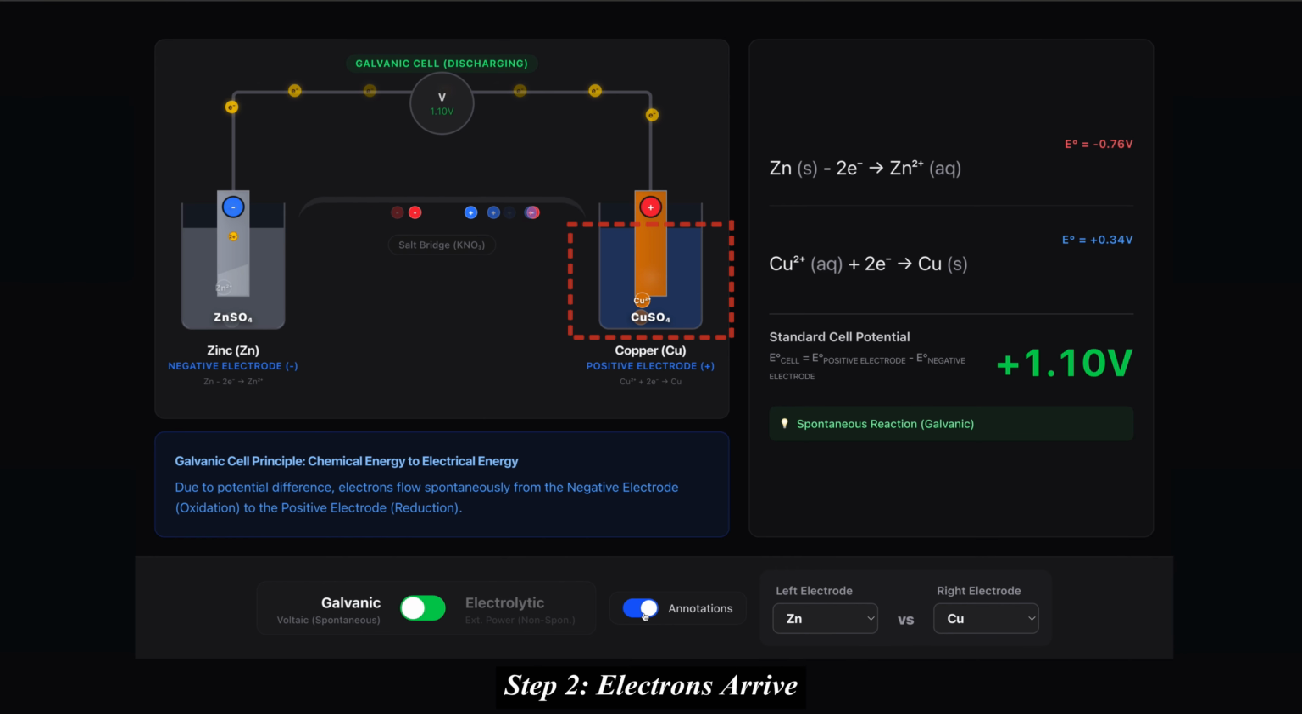Step 2, electrons arrive. Once the electrons reach the copper electrode, they don't stay idle. The copper ions in the solution are waiting in ambush. As soon as they receive electrons, they are reduced to copper atoms and deposit onto the surface of the copper electrode. Step 3, charge balance.